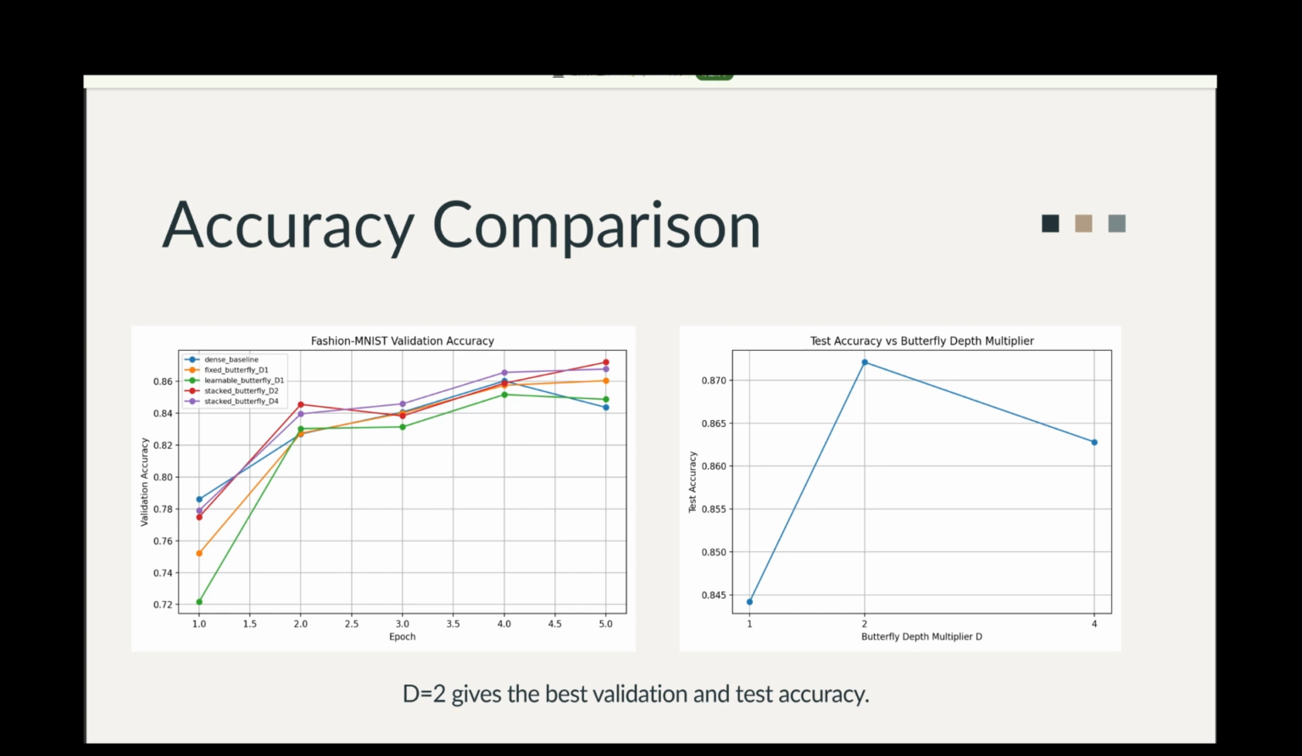However, when d increased further to 4, the accuracy dropped to 86%. This means that stacking butterfly factors helps, but only up to a point. In this experiment, d equals 2 gives the best accuracy. Next page.